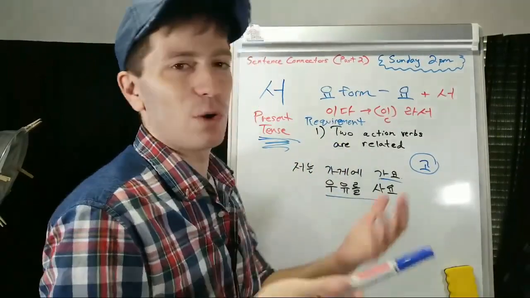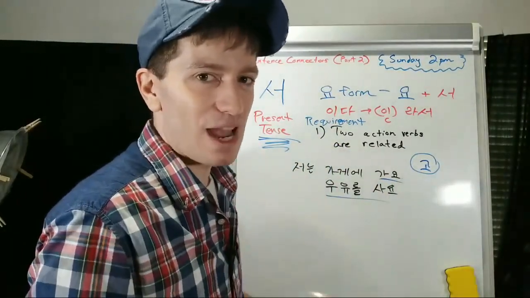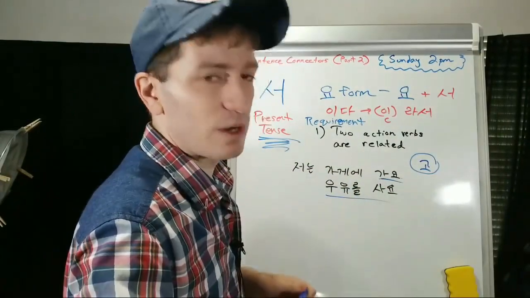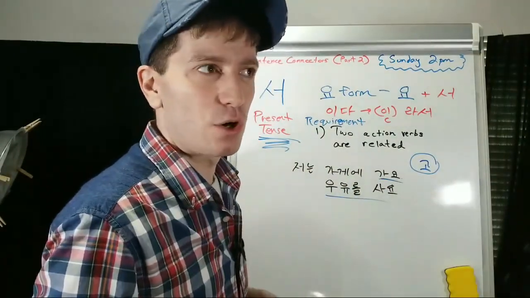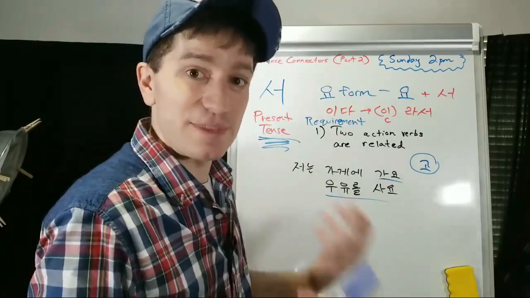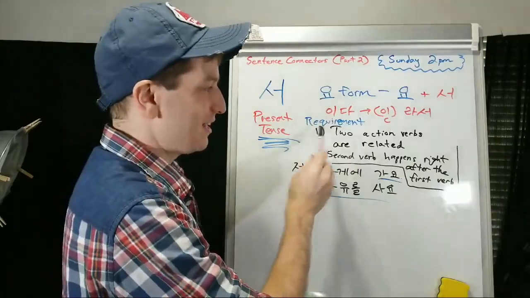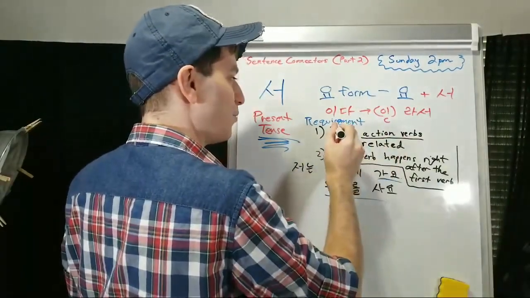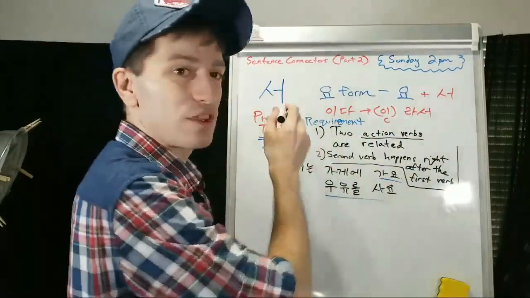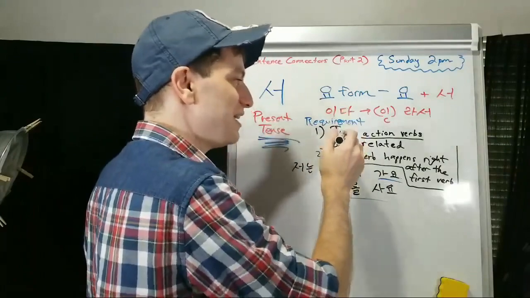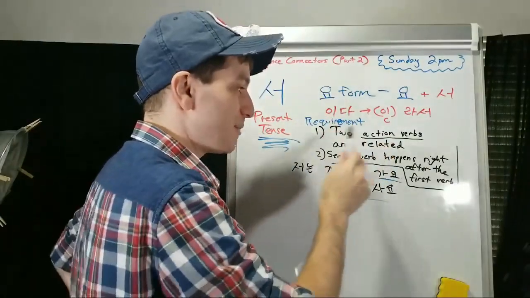It can't be, I'm going to the store and my stomach hurts. It can't be something random like that. It has to be, I'm going to the store and I'm buying milk. Or I'm going to go to school and study. I'm going to go use my computer and I'm going to listen to a podcast, right? Something that's related. The requirement to use it is that it has to be two sentences that are related. It's only used with action verbs. And this is important because there's another way to use the 서 that doesn't require an action verb, but I'll do that next. For this usage, it needs to be with an action verb, and the verbs have to be related.